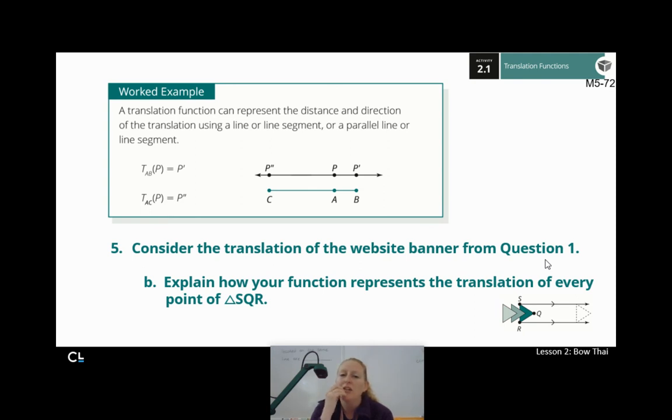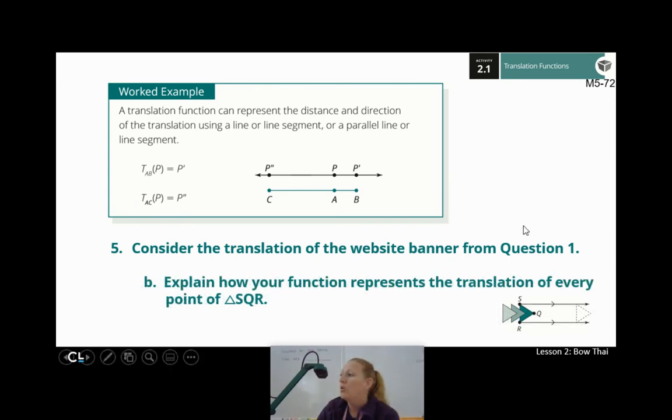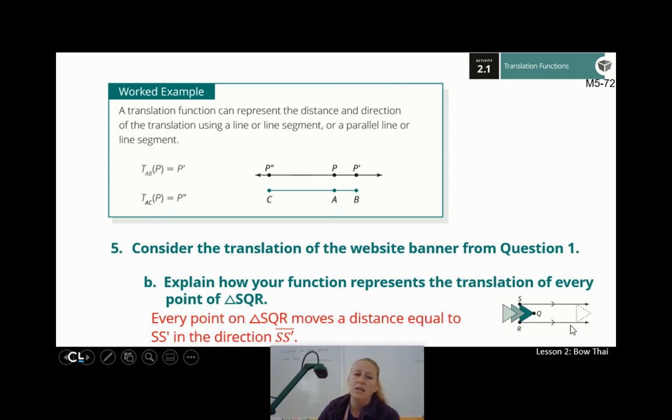Can you explain how your function represents the translation of all of the points of triangle SQR? Hit pause, jot down any thoughts you have, hit play to keep going. So every point on the entire triangle, did you notice when I did this? It wasn't just a single point. I put the whole triangle in there because we moved the whole triangle, right? So every point on the triangle moved that same distance, because whether it was S to S prime, Q to Q prime, R to R prime, they're all the same distance.